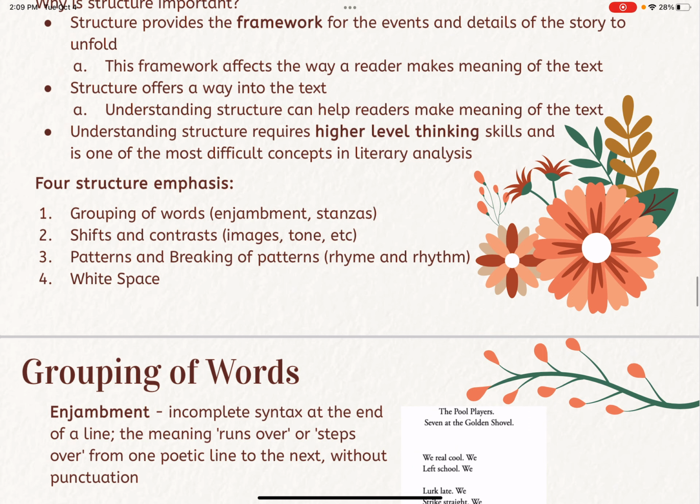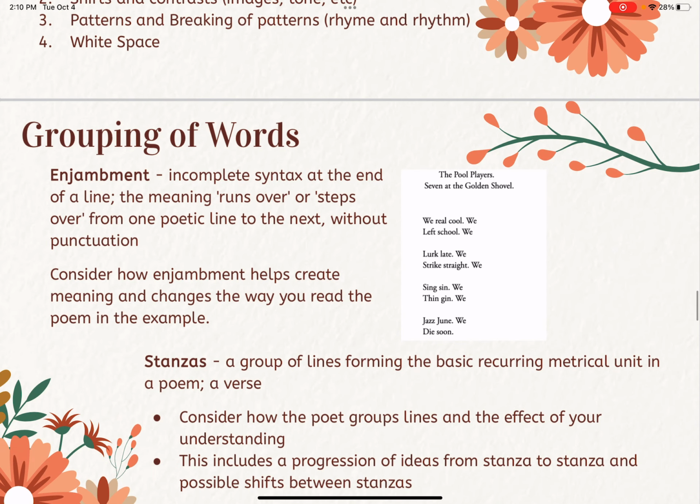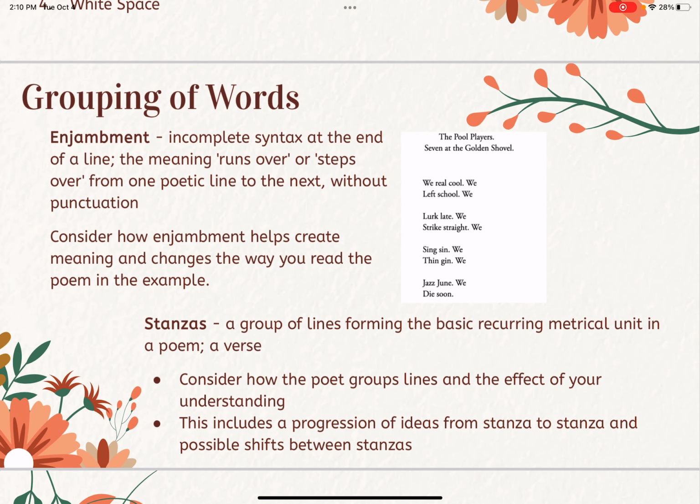So there are four structure emphases. The first one is grouping of words, and I'm going to go through these more in a second. Then it's looking at shifts and contrasts. And then third is patterns and breaking of patterns. And then white space. When I say patterns and breaking of patterns, I'm really going to look at rhyme and rhythm. However, as we discussed with the formalist lens, you can also look at thematic patterns and repeating symbols and things like that. So, grouping of words. The first one, enjambment, might be a new term for you.